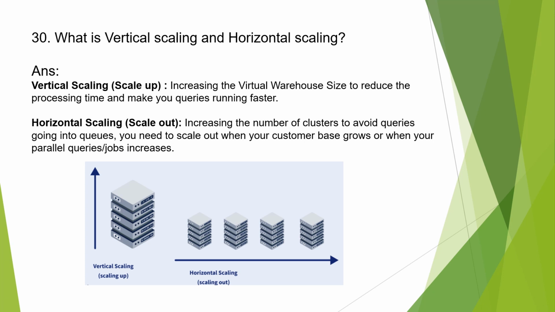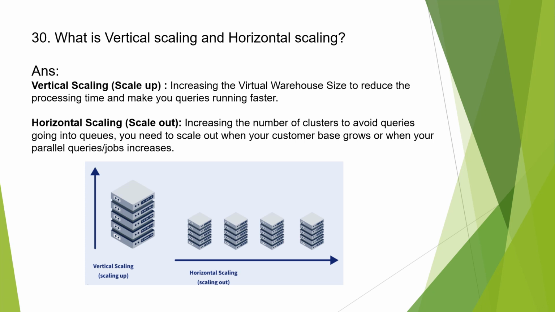And what is horizontal scaling? So suppose when we started the project, we have only 10 jobs running concurrently. So at that time, I just selected my clusters as 1 or 2. But in future, my number of jobs are growing to 10, 20, 30, 40 like that. So in that case, what I have to do? I have to increase my number of clusters. So we call that process horizontal scaling or scale out.